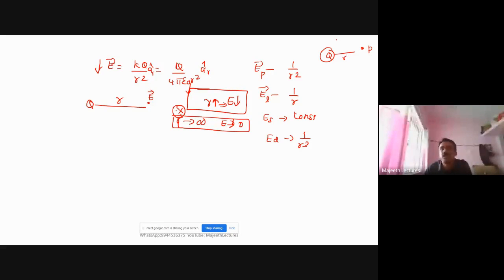So here the electric field varies as a function of 1 by R squared. Line charge means it is like our tube light. It is like our bulb. You remember like this. If you see tube light, suppose at the same point, both are in the same location, this point, it is line. Here it is varying as a function of 1 by R.